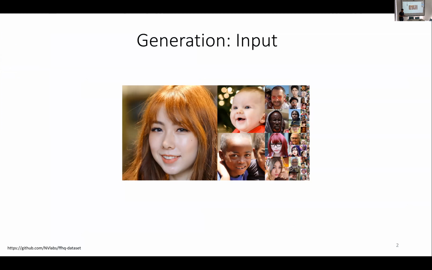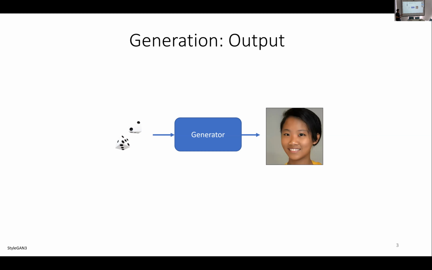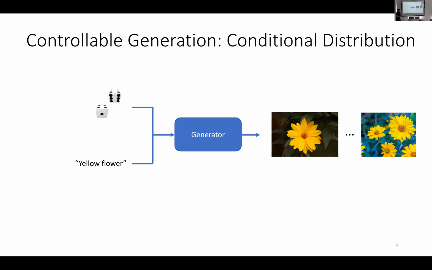My research is in the area of generative models. At a very high level, we're given a collection of images as input, such as this collection of faces, and then we want to train a generative model to generate novel images, given some random noise. So in the unconditional setting, we just have some random noise and we output, for example, these images of faces. In the controllable setting, however, we want to be able to add some control to the generation.